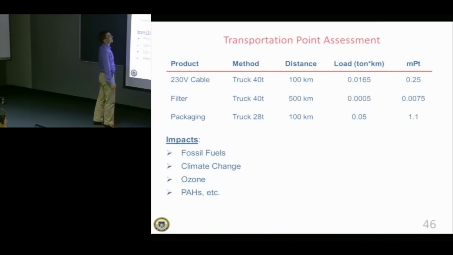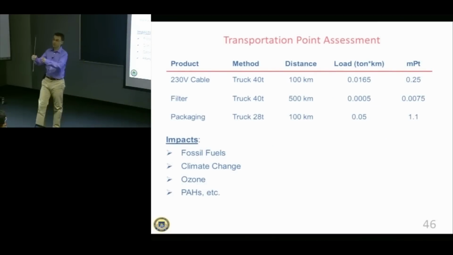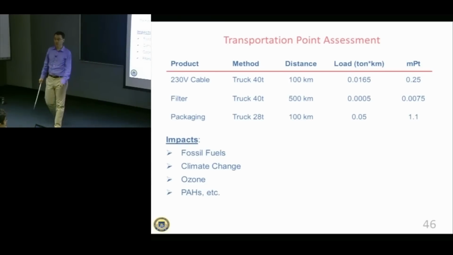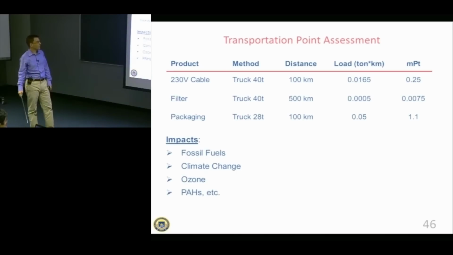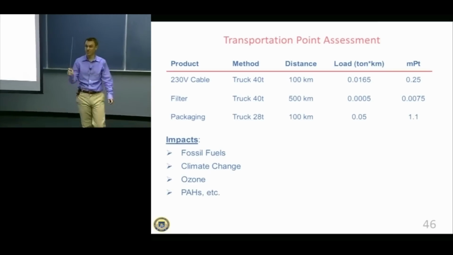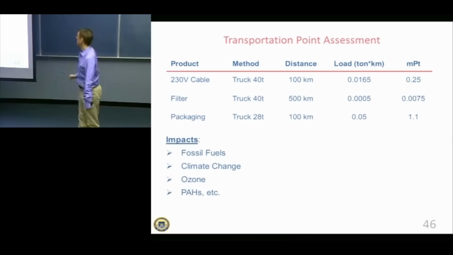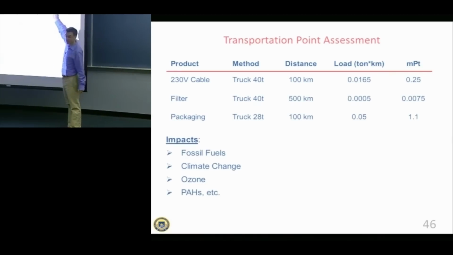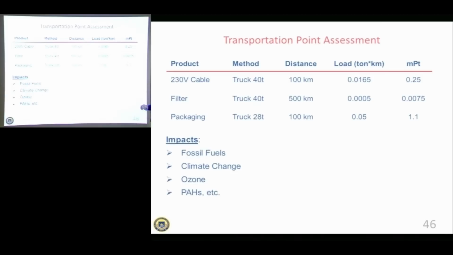If you think about transportation, you've got different components coming from different places. This was done in Europe, so we've got a 230-volt cable here. We've got filters, we've got packaging for the filters. Again, relative environmental impacts. I will point out, it will come up again next time, that the impact is going to be related both to the distance and to the mass. So, how many tons are you moving over what distance? That's a reasonable way to talk about the environmental impact associated with transportation.